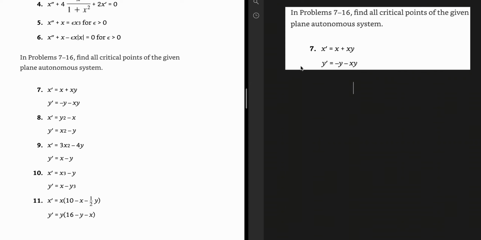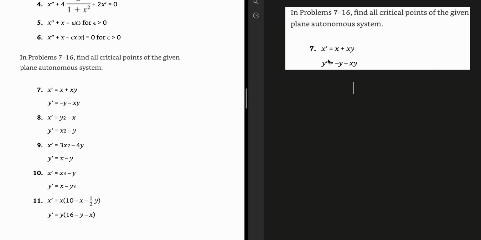I want to show you this problem right now. Since it's very similar to the one we just did before, I would say let's try to do it in MATLAB so that we learn something new. The problem is asking us to find all critical points of the given plane autonomous system.